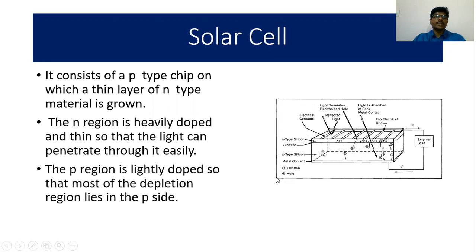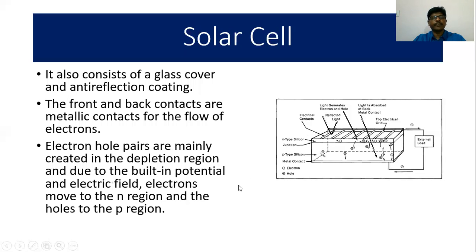Now, a solar cell consists of a p-type chip on which a thin layer of n-type material is grown. So we have p-type, and on that we have the n-type. The N region is heavily doped and thin so that the light can penetrate through it easily. The P region is lightly doped so that most of the depletion region lies in the P side. So the depletion region is mostly in the P region. It also consists of a glass cover and anti-reflecting coating. The front and back contacts are metallic contacts for the flow of electrons.